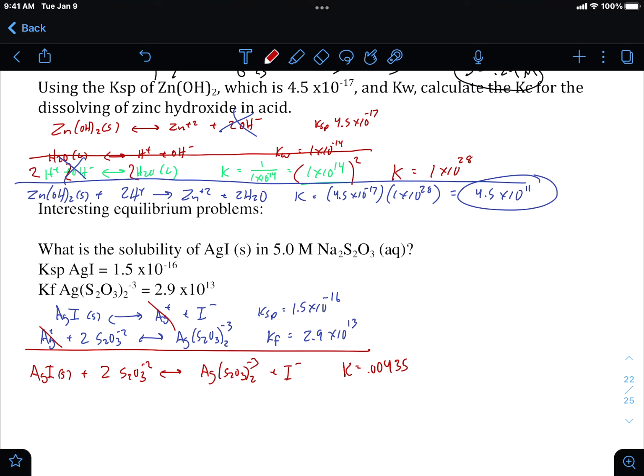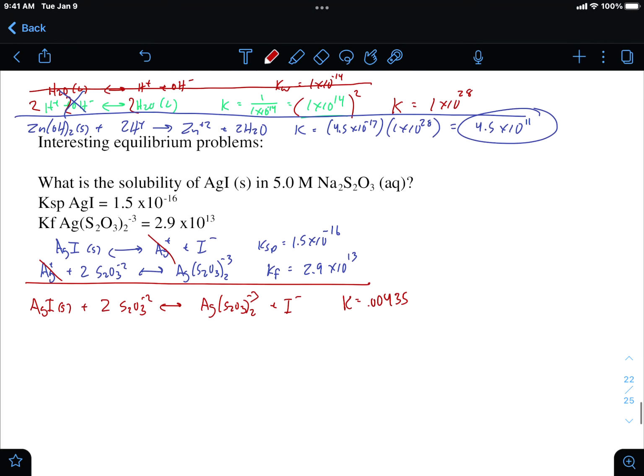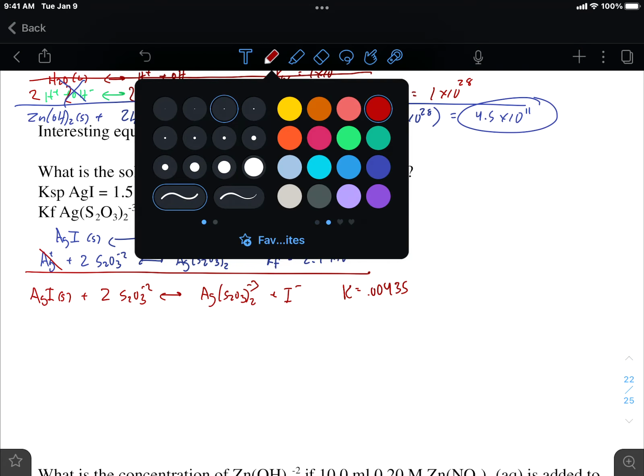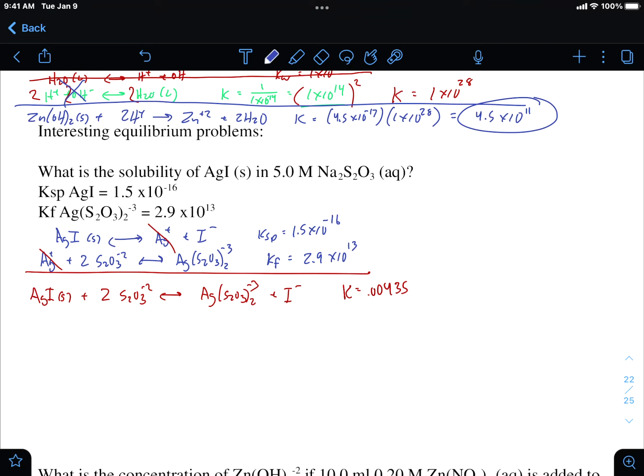What is the solubility of silver iodide in 5 molar sodium thiosulfate solution? So if I'm dissolving this in a solution of sodium thiosulfate, what kind of problem is this? Or how do I set it up? Or what do I need to know about this? There's a common ion. And in common ion setups, you have a concentration value in the initial row for one of the ions. Here it is sodium thiosulfate.